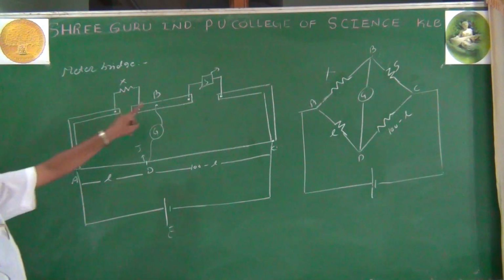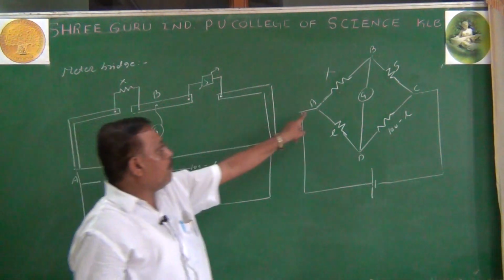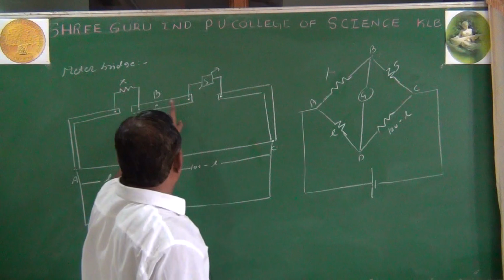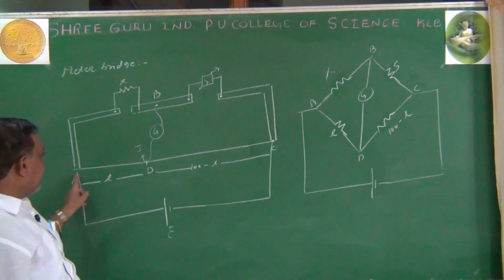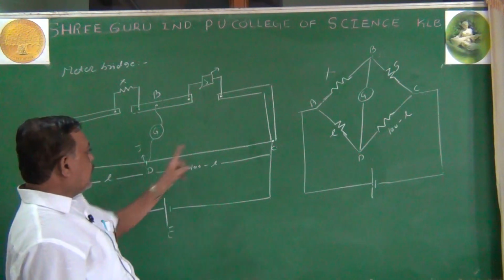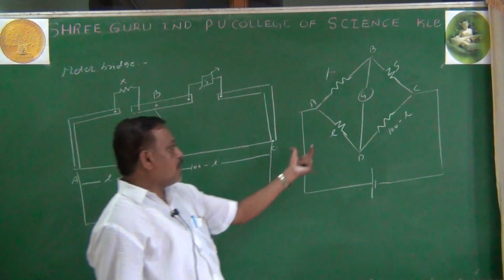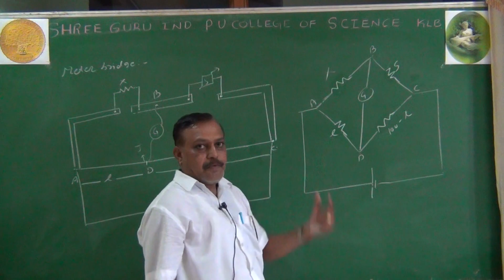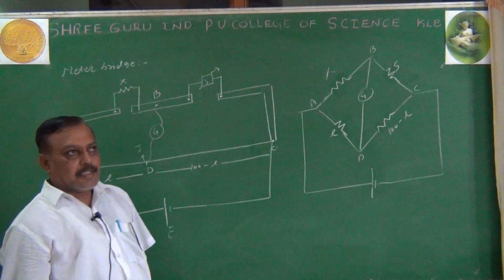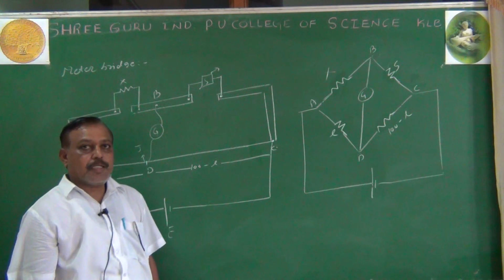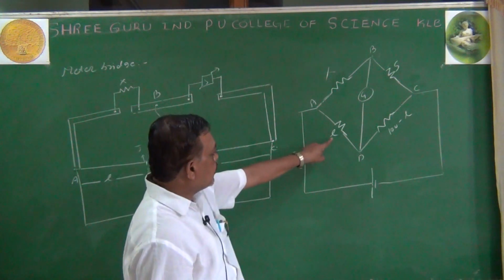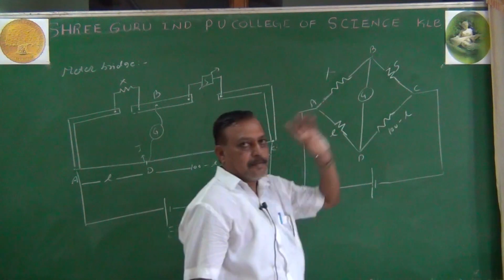So in between A and B, X. In between B and C, S. Is it clear? Then in between A and D, L. In between D and C, 100 minus L. Then how can you say that L is the resistance? We know that R is directly proportional to L. The length of the wire measures its resistance. That is nothing but L, and this is 100 minus L.